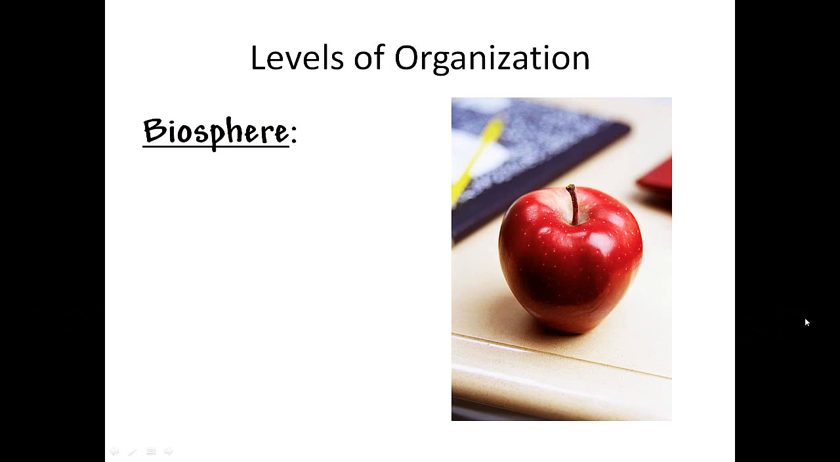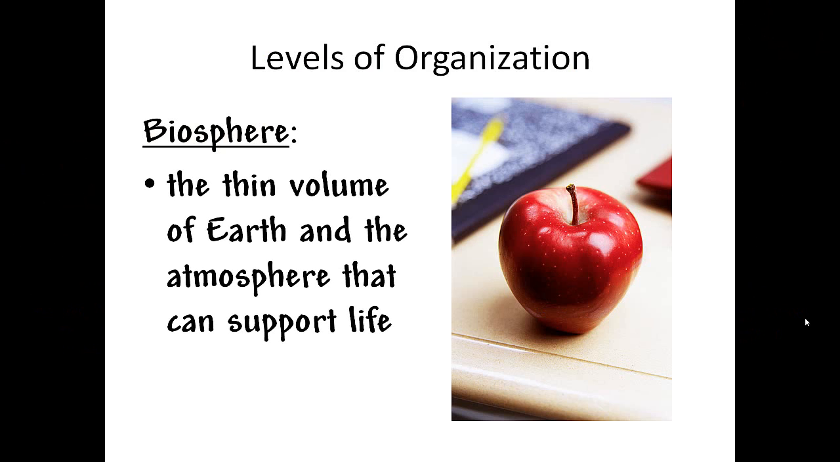Well, here are some levels of organization within ecology. We talked about these words at the beginning of the year. The first is the biosphere. The biosphere is the thin volume of the Earth and the atmosphere that can support life. A fun little fact, and this is why that apple picture is on the side: if the Earth and the atmosphere were the apple, the biosphere would only be as thick as the skin. So most of the Earth cannot support life. It's only just that thin outer layer and the atmosphere.